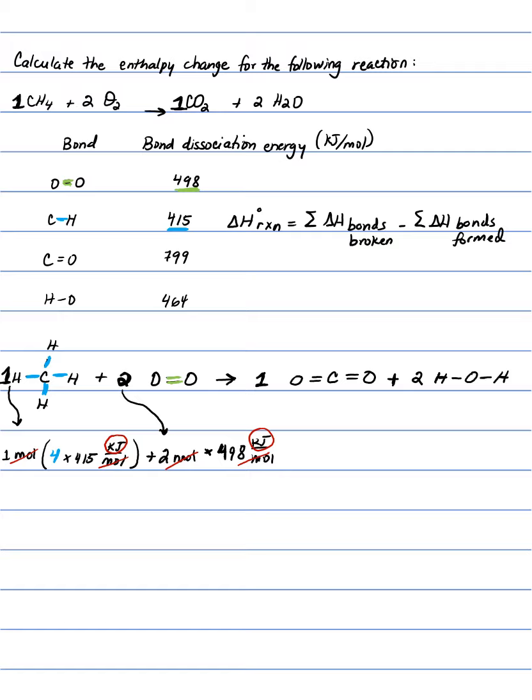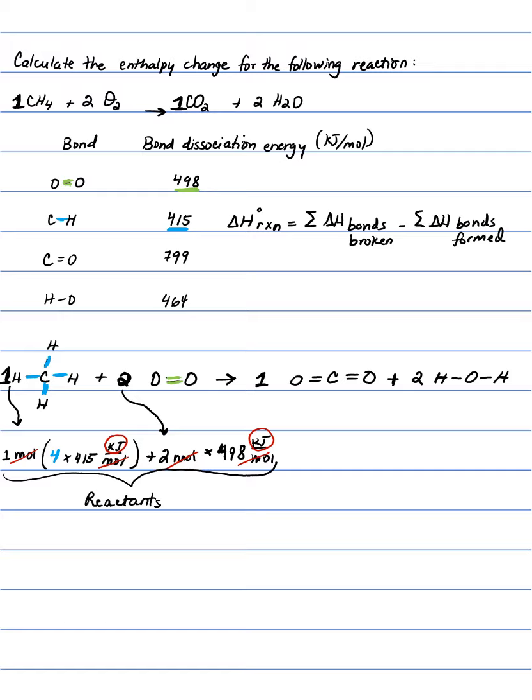So this is what the sum of means. You're adding together all of the energies on your reactant side. So all of this is for the reactants. So that will give you a numerical value, how much energy is being used breaking apart the chemical bonds on your reactants.